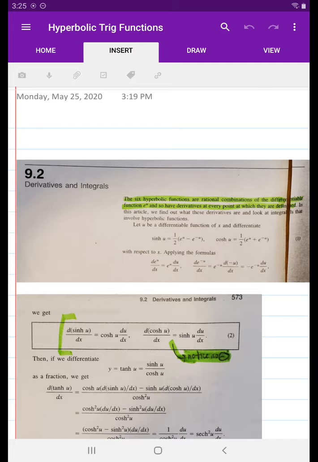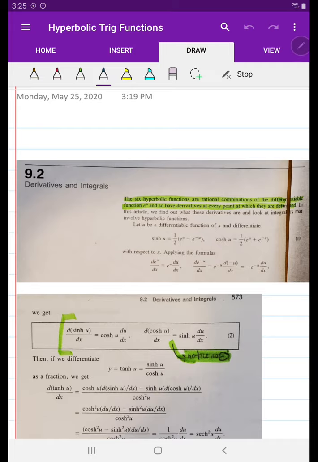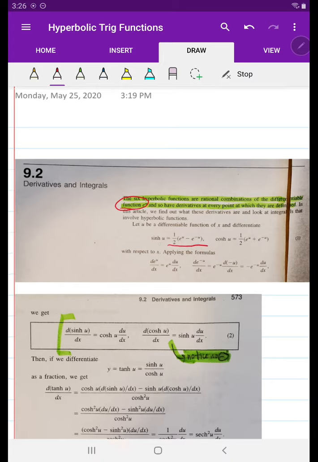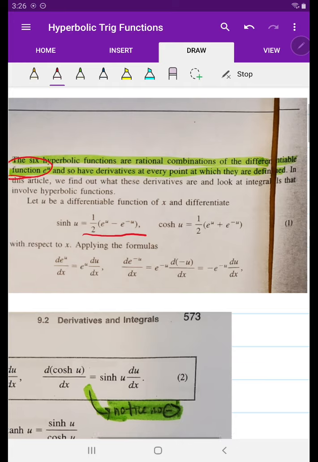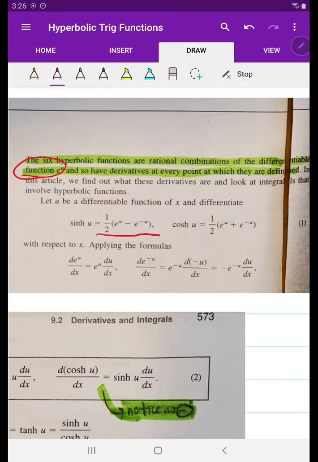And since they are rational combinations of the function e to the u, that makes it pretty clear cut how we should take their derivatives. So we can go through this derivation of it. You know that sinh is 1/2 (e to the u minus e to the negative u), and cosh is the same thing except with the plus sign in the middle.